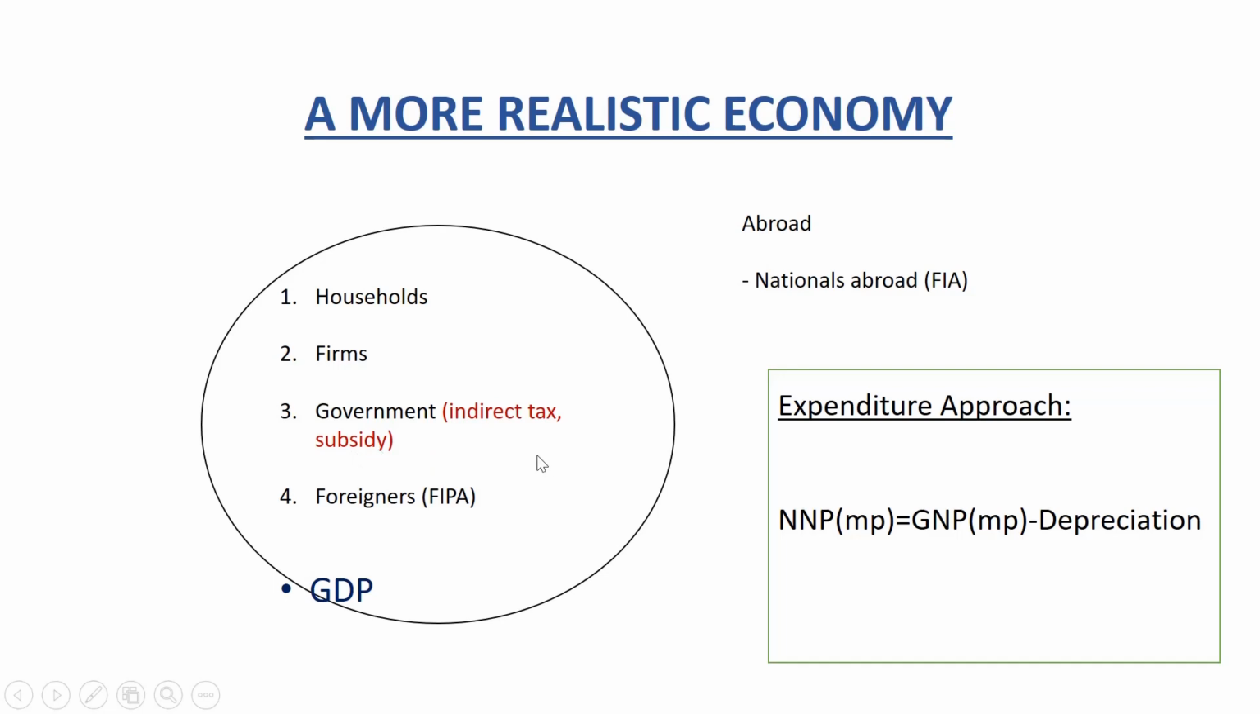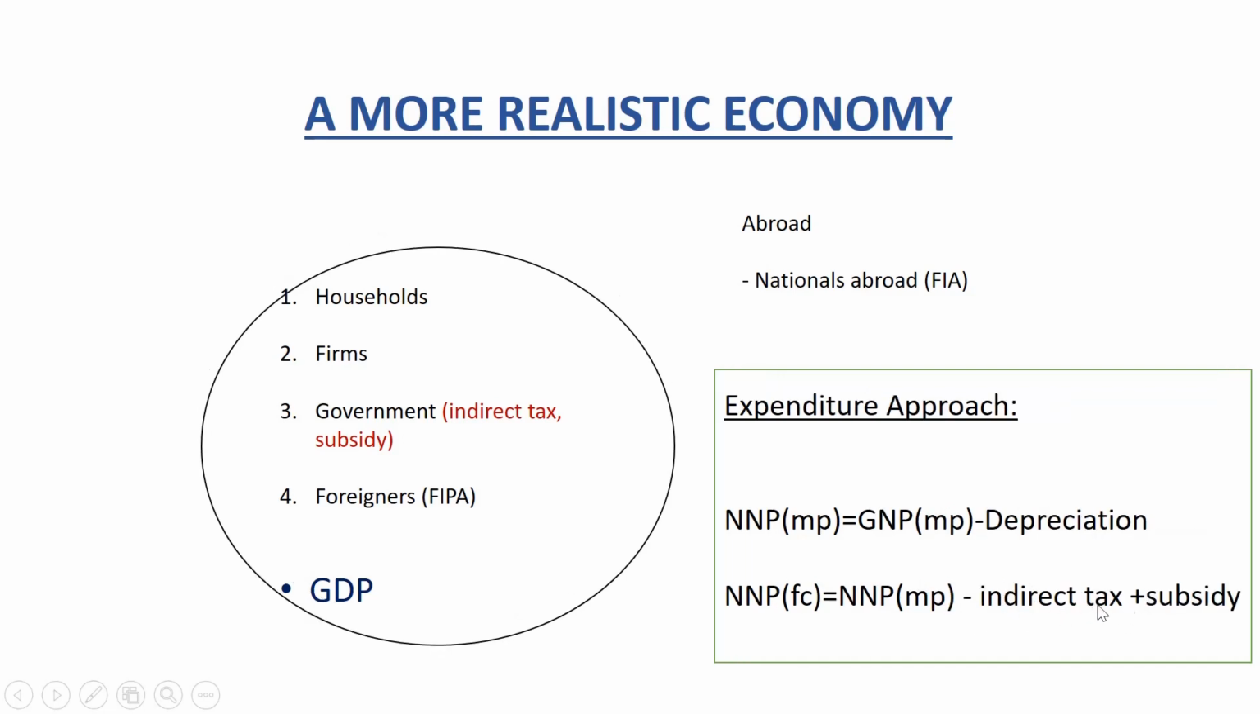So then what should we do? Whenever we have NNP at market price, first we need to subtract indirect tax because it makes the price appear higher than it is. After that, we also need to add subsidy because when the government grants subsidy, it makes the price lower than it actually is. When we are able to do this, we move NNP from market price to factor cost.